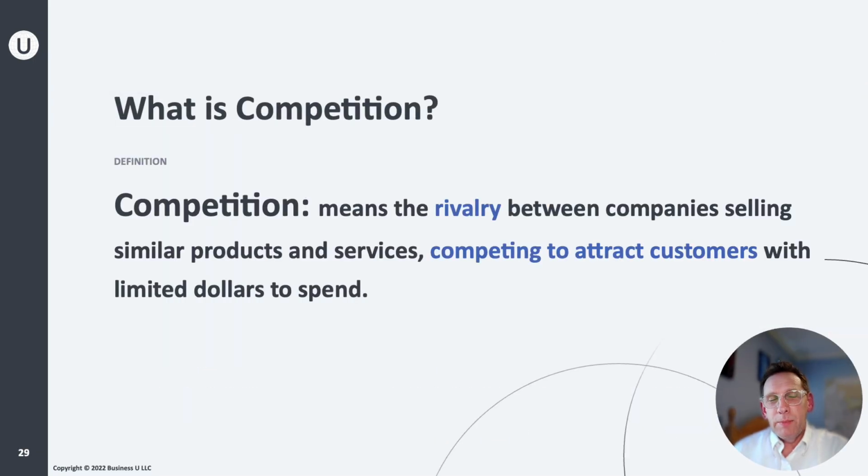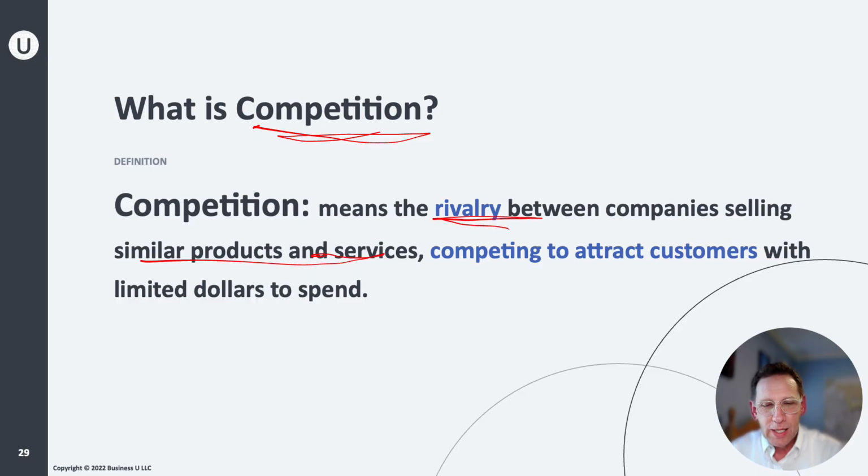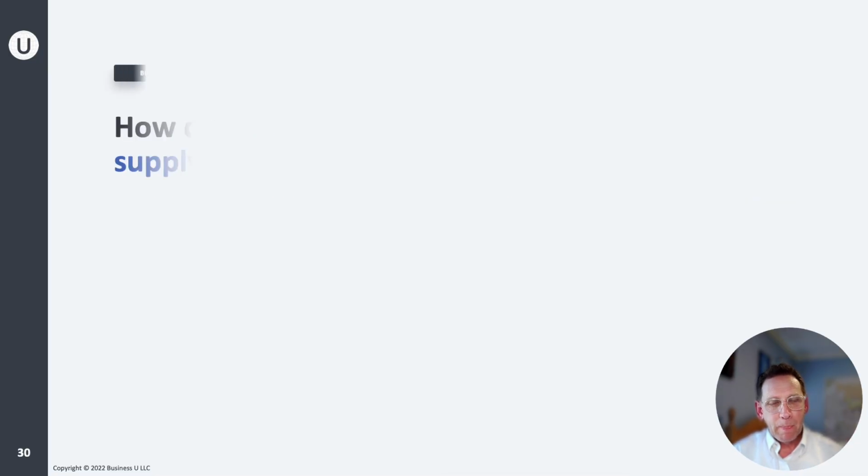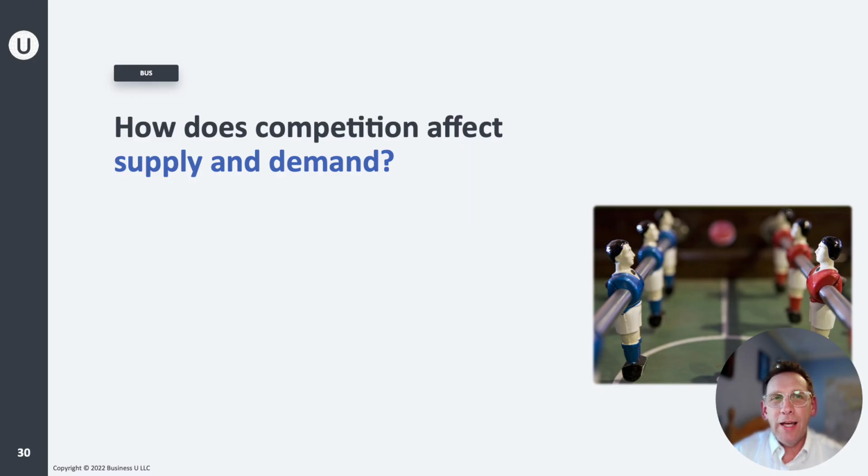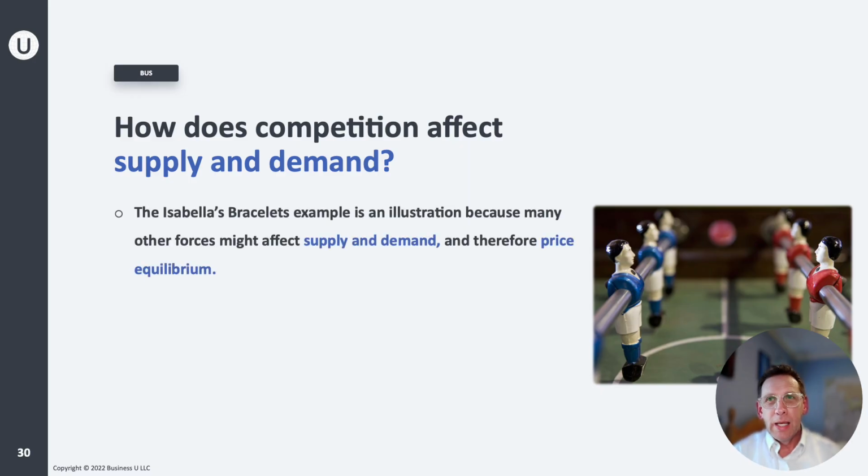Now, touching on something I barely touched on just a little bit ago when I was talking about McDonald's, there's the thing called competition. Competition is the rivalry between companies selling similar products and services, competing to attract customers because of the limited dollars that they have to spend. So how does competition affect supply and demand?